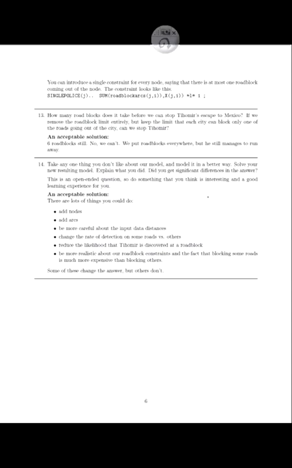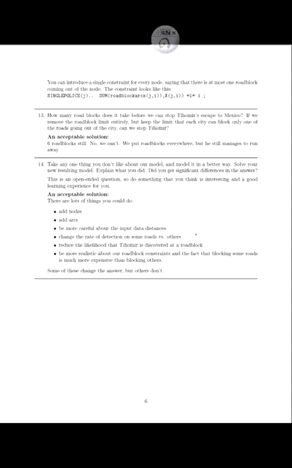So number 14 is perhaps the most interesting question on this homework assignment, which is: what are some of the things that you could do to kind of make this model better? So there's lots of things you could do. Simple things are we could add more nodes and arcs, but this may not change the answer. We could be more careful about the input data distances because right now all of the distances in the model are just computed from these abstract map units. So we could go and use Google Maps, but likely that won't change the answer very much.